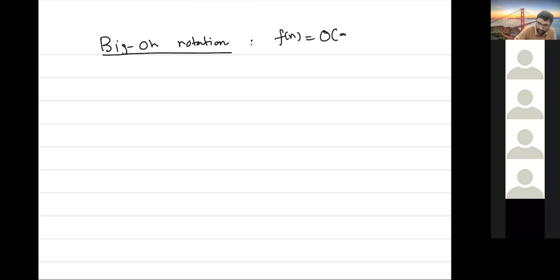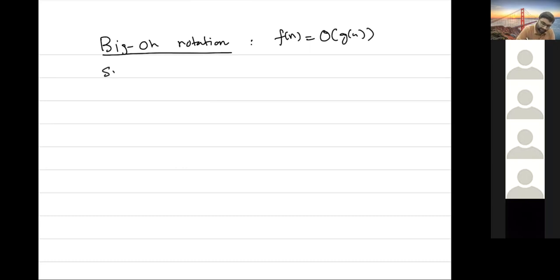Any questions? So we talked about big O notation, which is f of n is in big O of a function g of n.